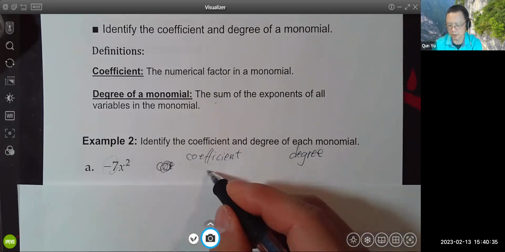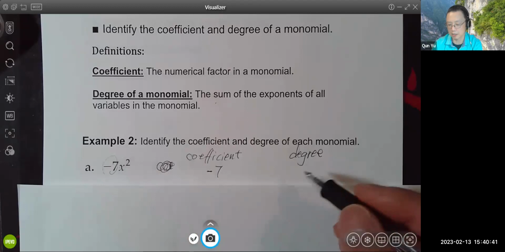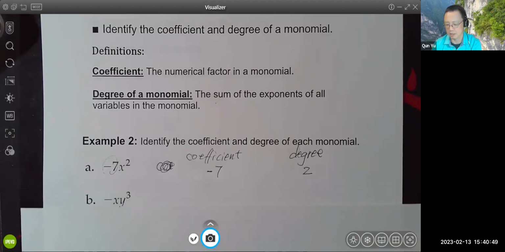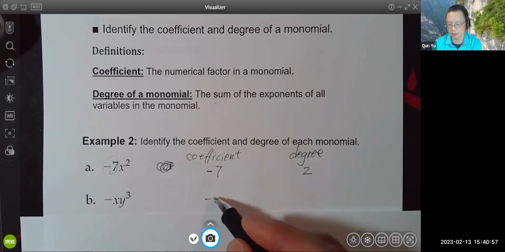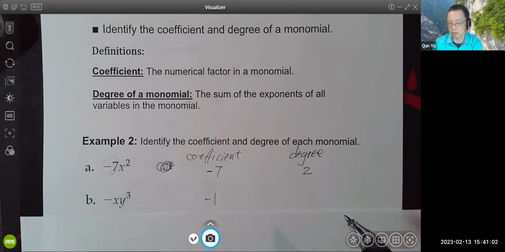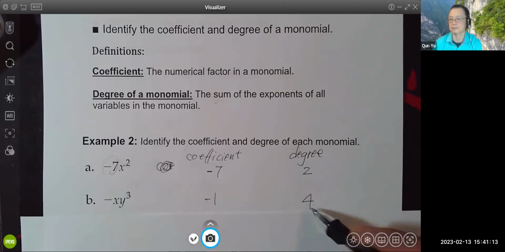So first one, coefficient is -7. Degree, apparently we only have one variable. We just read this exponent, whatever it is. Degree is 2. So this is called a degree 2 monomial. Next one. Without a number in front of the variable, you can always view it as 1. So this is -1. Coefficient is -1. It's like -1 times cube. And now we have 2 variables. The degree of this monomial is the sum of all of the exponents. So this is 1, this is 3, so degree is 4.